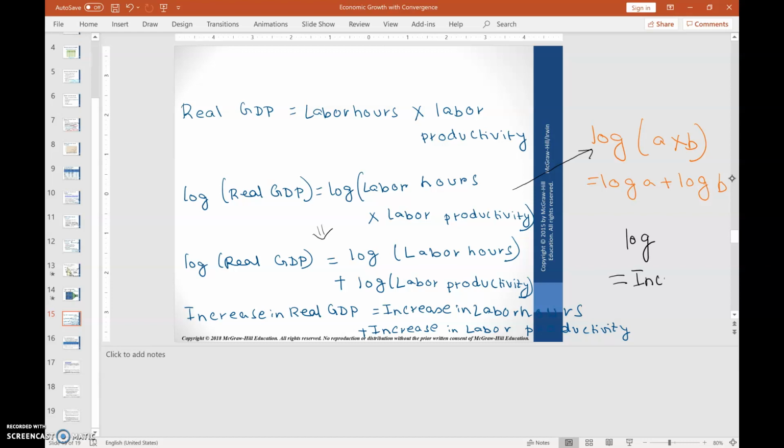increase. Instead of writing log in the next step, I wrote increase in real GDP is equal to increase in labor hours plus increase in labor productivity. That means economic growth increases if labor hours increases and labor productivity increases.